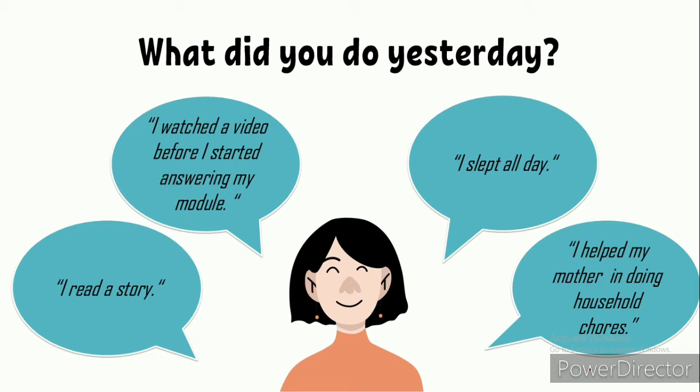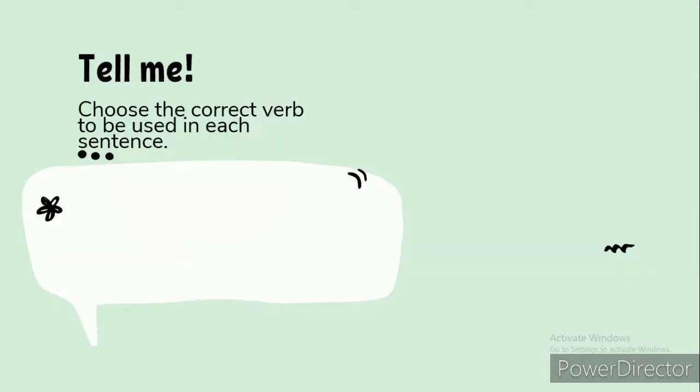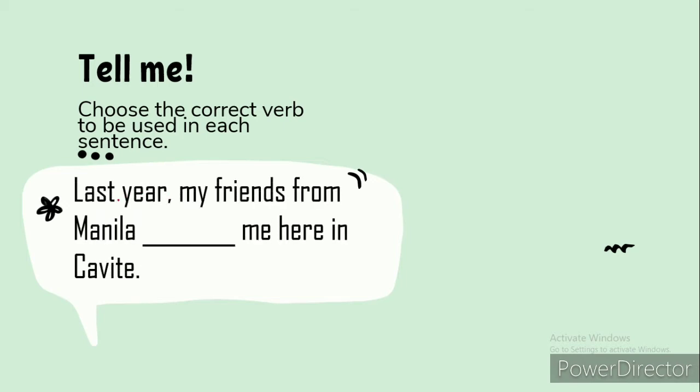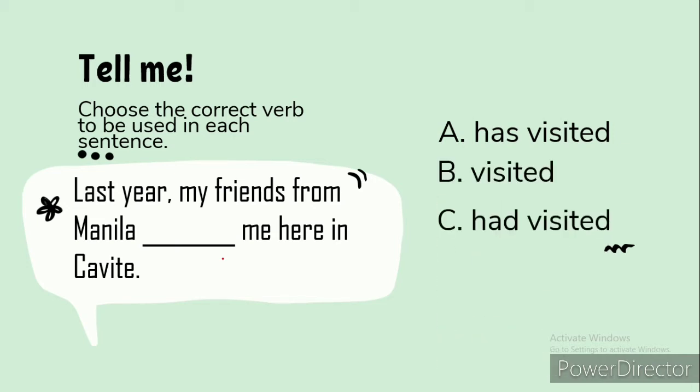Let us test first what you already know about our topic using this activity. Tell me. It is not the song, "Tell me where did I go wrong," but the activity. I want you to choose the correct verb to be used in each sentence. Let us have number 1. Last year, my friends from Manila blank me here in Cavite. Is it A, has visited, B, visited, C, had visited, or D, visit?